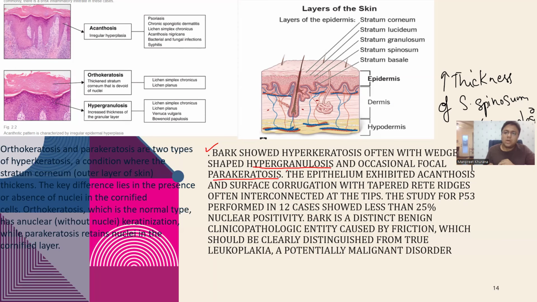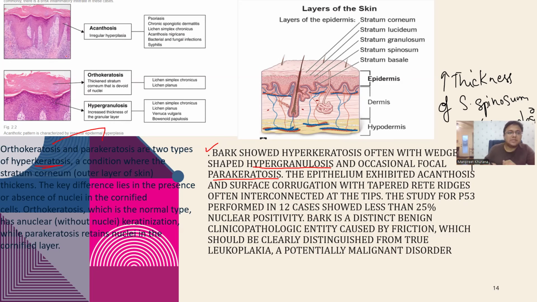If we talk about parakeratosis and orthokeratosis, let's first understand what these two terms are because we are getting them again and again. Now, ortho and parakeratosis are two types of hyperkeratosis. So whenever there is an increase in the number of cells of the keratinocytes, it can be of two types. It can be orthokeratosis or parakeratosis. Now, in this case, the stratum corneum, which is the outer layer of the skin, thickens. The key difference lies in the presence or absence of nuclei. Orthokeratosis is the normal type.